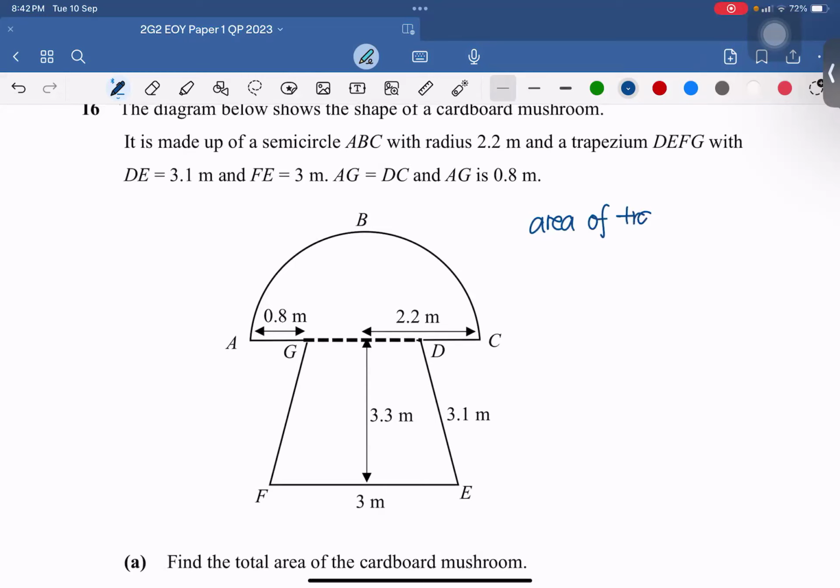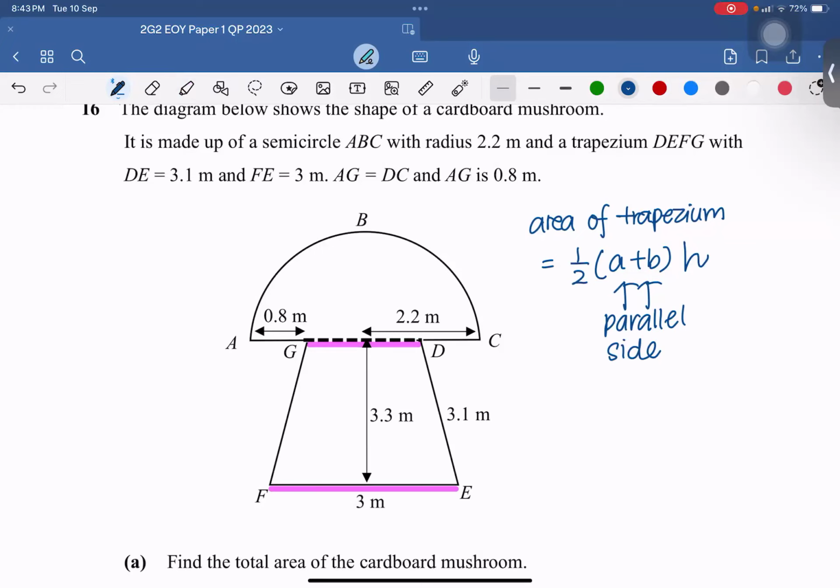Anyone can tell me what is the formula for area of trapezium? Cannot remember. Trapezium have two parallel sides, right? You all really cannot remember. Area of trapezium is half times the two parallel sides, A plus B. This is the two parallel sides. Multiply with the height. Which one is the height? 3.3. Yes, 3.3 is the height. Okay, so we have half times A plus B times height. But the problem is there are some lengths that I do not know, right? So we find out slowly.